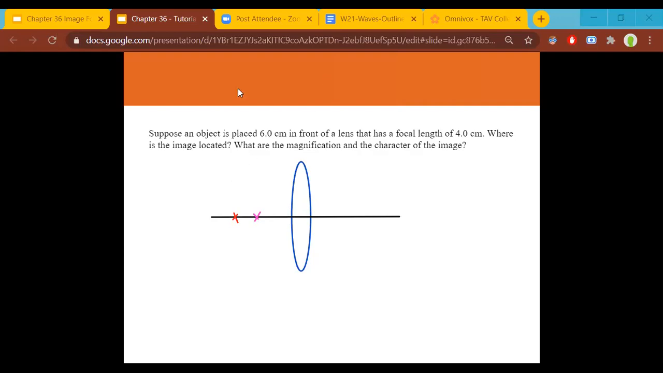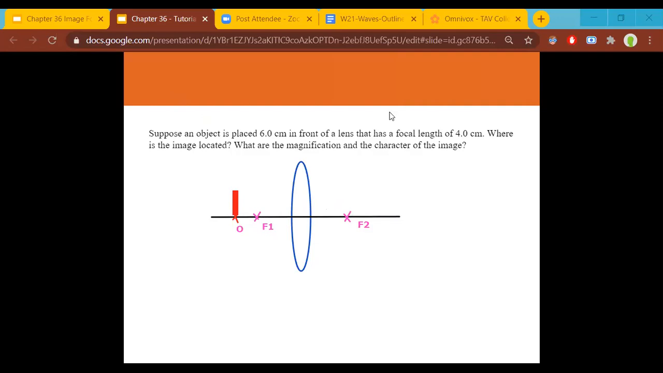As a matter of fact, we can do a ray diagram to show that off. So let's draw the object. Here's the object, and we're going to need to draw the focal point on the other side of the lens as well, making sure it's an equal distance. Okay, let me label some stuff. Here's the object point, here is focal point number 1, and here's focal point number 2.